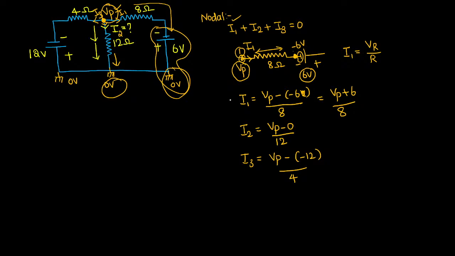So now I have written the expression for all I1, I2, I3. Substitute all those values here such that I1 can be written as VP plus 6 upon 8, first expression, plus I2 can be written as VP upon 12 plus I3 can be written as VP plus 12 upon 4 equal to 0. That's all. I have done everything here.